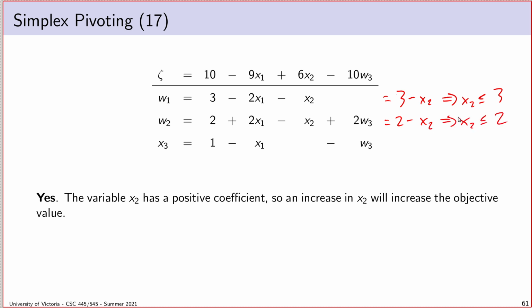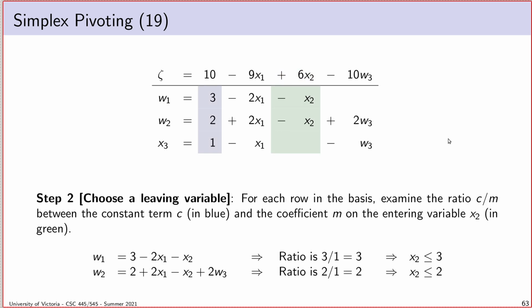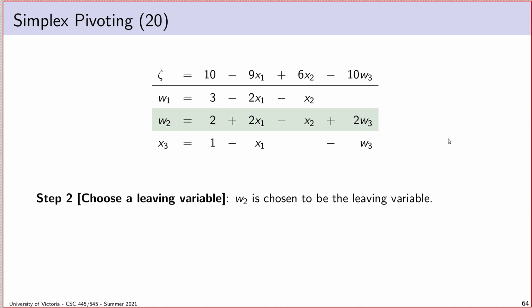All right, well, that means it's pretty clear to me that the row for w2 imposes a tighter bound. So we'll skip over here. The row for w2 imposes a tighter bound, and that means that w2 is my leaving variable. So I'm going to perform a pivot with x2 entering the basis and w2 leaving the basis.